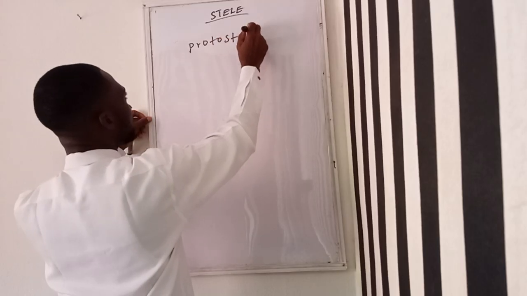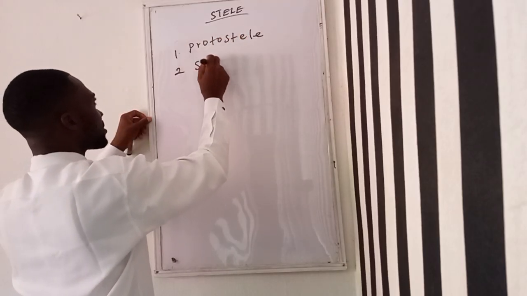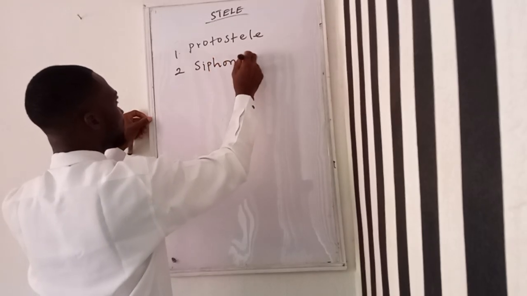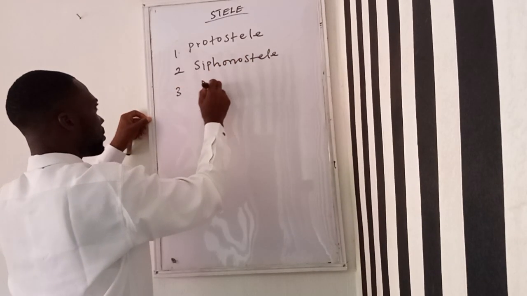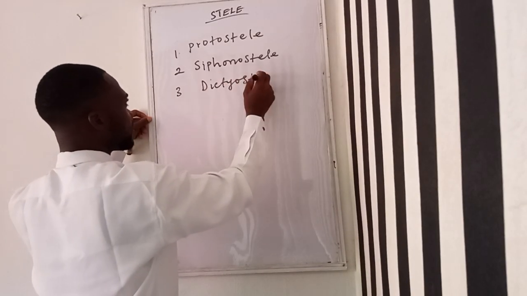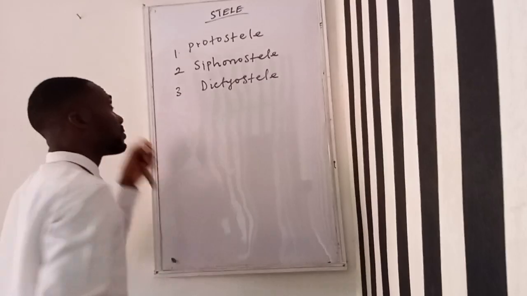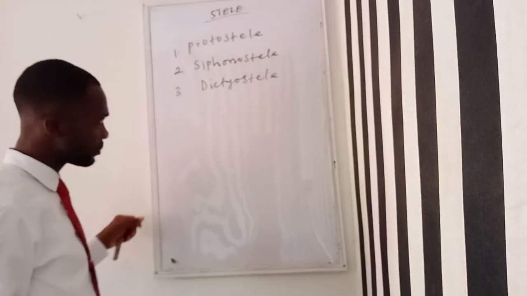The second type of stele is called the siphonostele. The third one is called the dictyostele. So let's look at them one after the other.